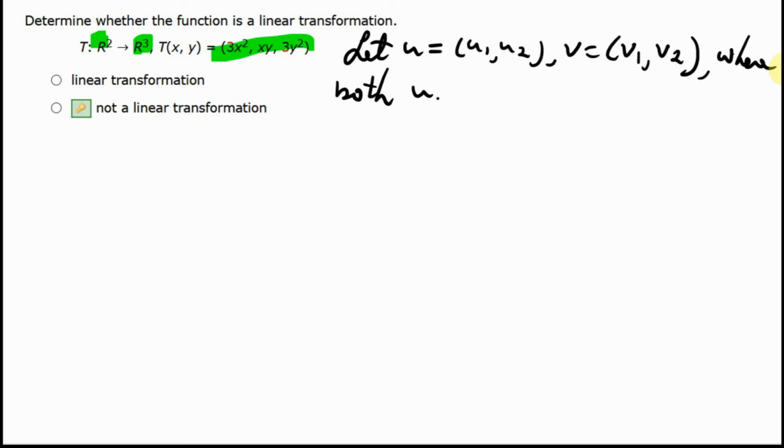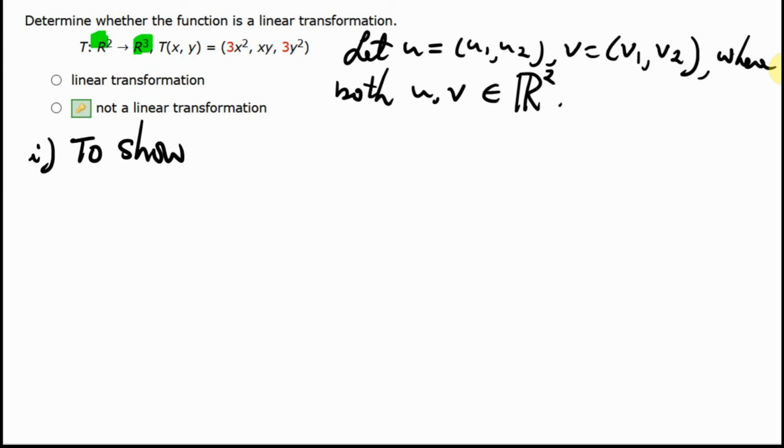Both u and v are in R2. Okay. So we show first a vector addition. Look at how the mapping is going. We want to follow that order. So first, to show equality, we need to show that T of u plus v is equal to T of u plus T of v.